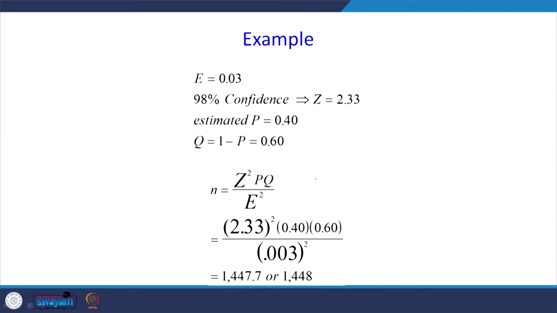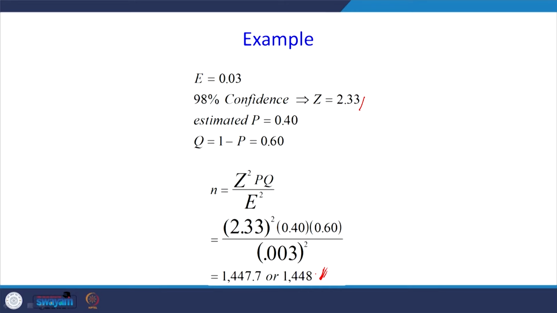We will do one problem here. The permissible error is given. For 98% confidence level, the z value is 2.33, which you have to get from the table. The estimated p is given, population p is 0.40, so q is 0.60. When you substitute these values, it will be 1448. Whenever you go for population proportion, generally you may have yes or no type questions. That time obviously you have to go for a larger number of samples.